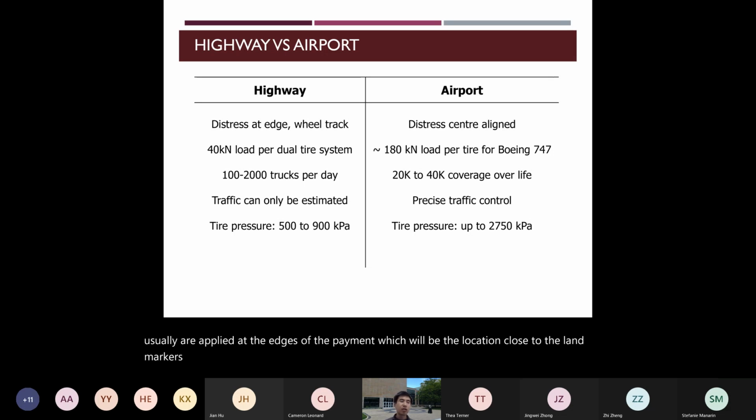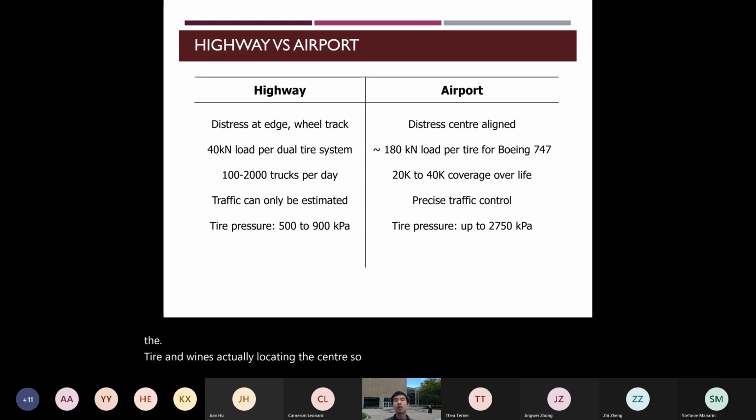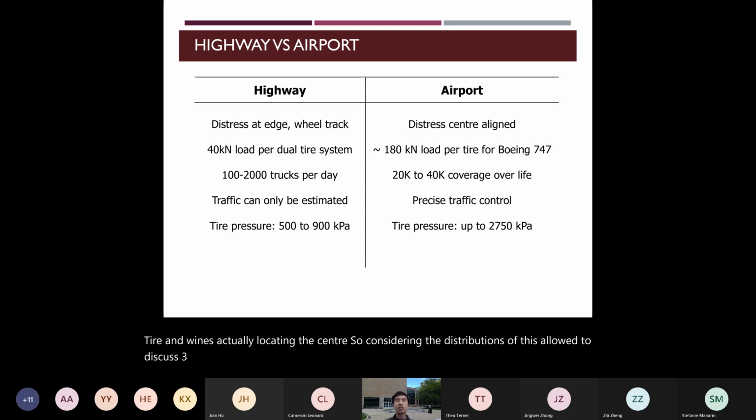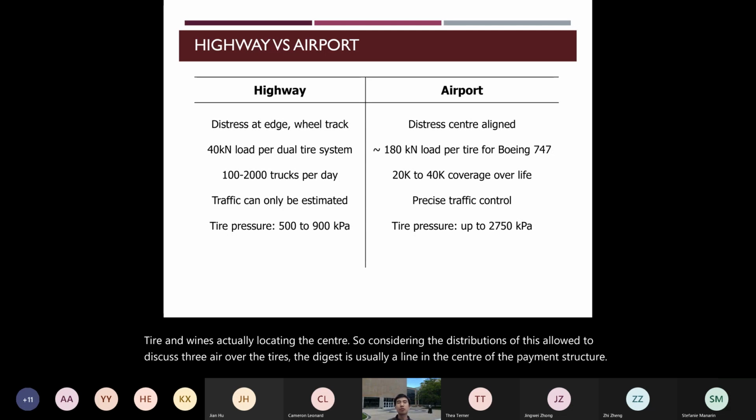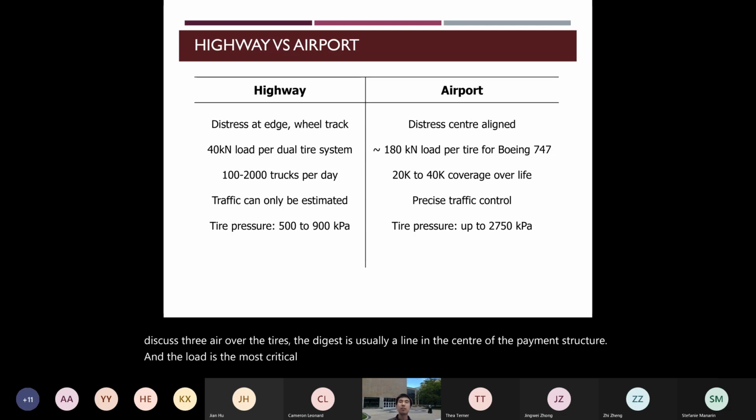And along the rail path. While for the airplane, there will usually be 3 pairs of tires, and one pair is located in the center. So considering the distribution of the load to these 3 pairs of tires, the distress is usually aligned in the center of the pavement structure. And the load is the most critical difference between the highway pavement and the airport pavement.